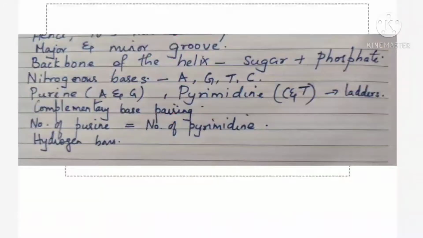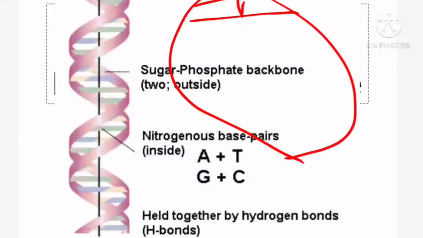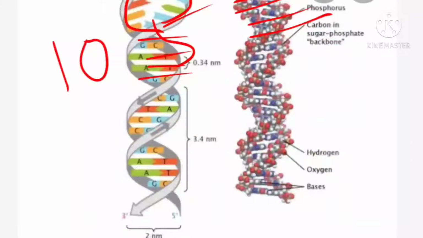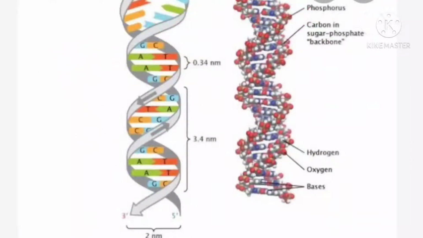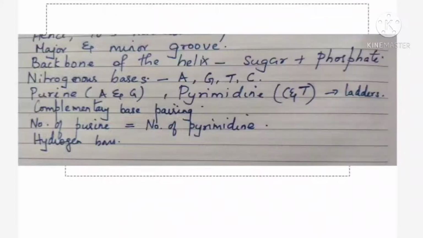Okay. And another thing you have to notice is that there are two grooves present. One is the major groove and the other is the minor groove. Where the distance between the two nucleotide bases is more, we call it the major groove, and where it is very less, we call it the minor groove. So there is a major groove and a minor groove.